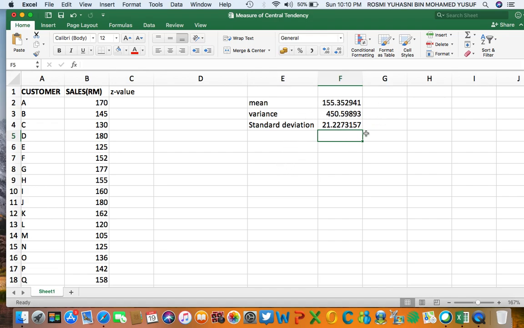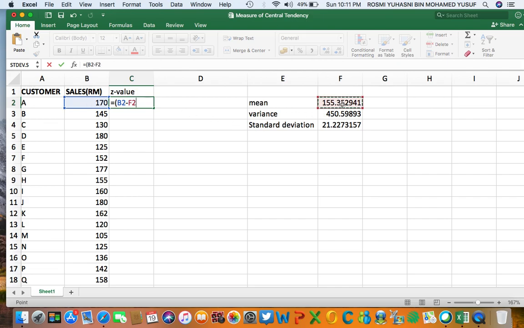By having this number, we can now calculate the Z value. As I mentioned earlier, Z value equal to the value here. Let's put it in bracket. The value here minus the mean, and divide by the standard deviation. So this is the Z value for observation X1 or customer A. It has a Z value of 0.69.